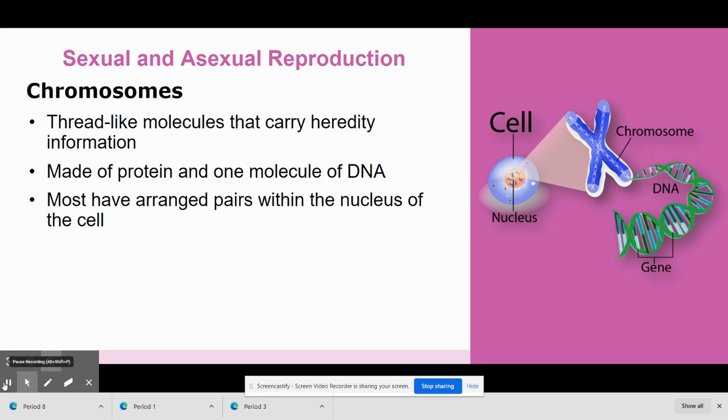So this picture is showing us the breakdown of the genetic material in a cell. This first term, chromosomes, are thread-like molecules that carry hereditary information. They're made of proteins and one molecule of DNA. So one big long strand of DNA wrapped around this protein forms a chromosome. And most of them are arranged in pairs within the nucleus of the cell. Sometimes they look like X's because they're wound up and condensed in nice tight packages. But many times it's all unwound and stringy looking too. So that's why they use the term thread-like molecule.